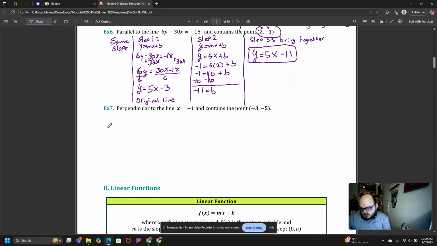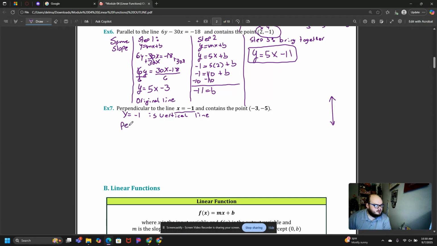Now this one kind of has less work. It just kind of has some setup notes that we need to write. So this is a vertical line that goes through negative 1. Okay, so x equals negative 1 is a vertical line. Okay, I'm just going to make that note to myself.